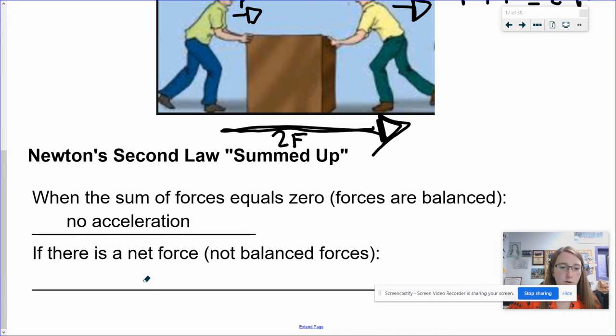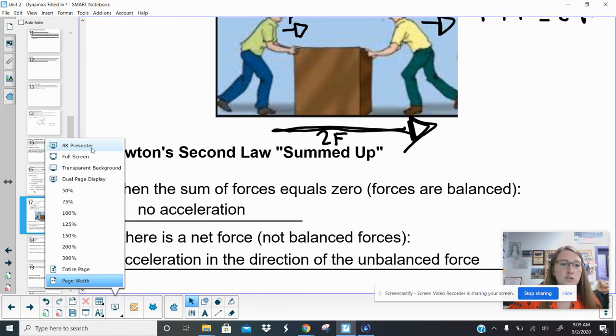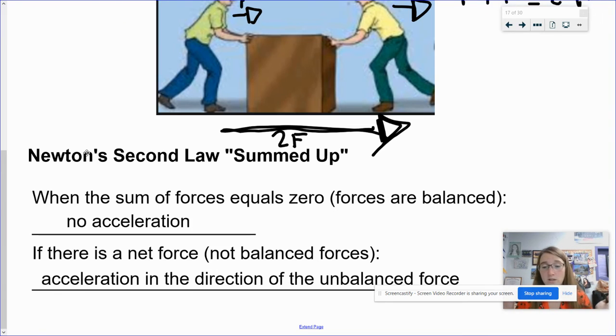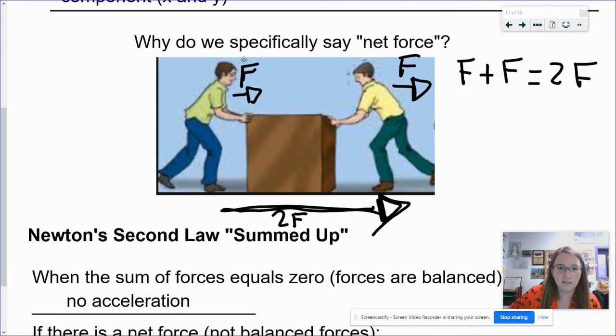So if we do have a net force, what ends up happening is just that. We are going to have an acceleration in the direction of wherever the force is going. Yeah, these aren't balanced forces. They're both heading this way. So that's the direction of the acceleration. So once more, this results in a net force of twice what each of them are doing, right? We're going to do some more work with that later and talk about net forces and how that works out.